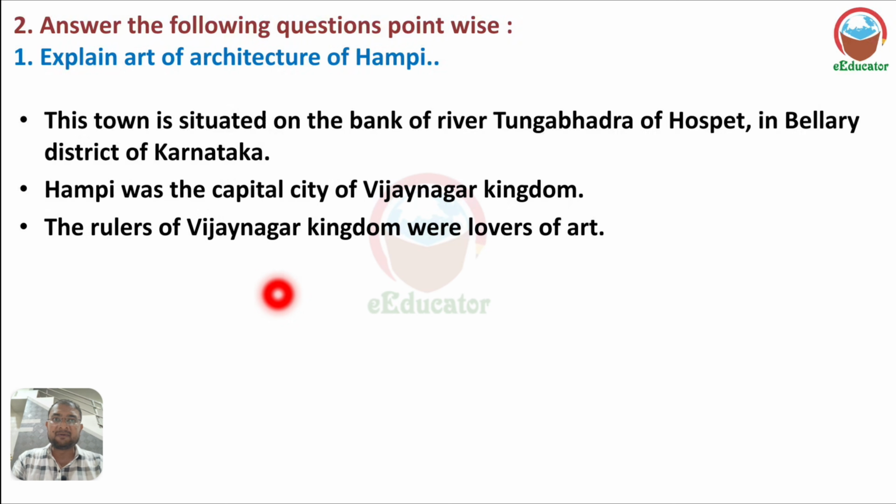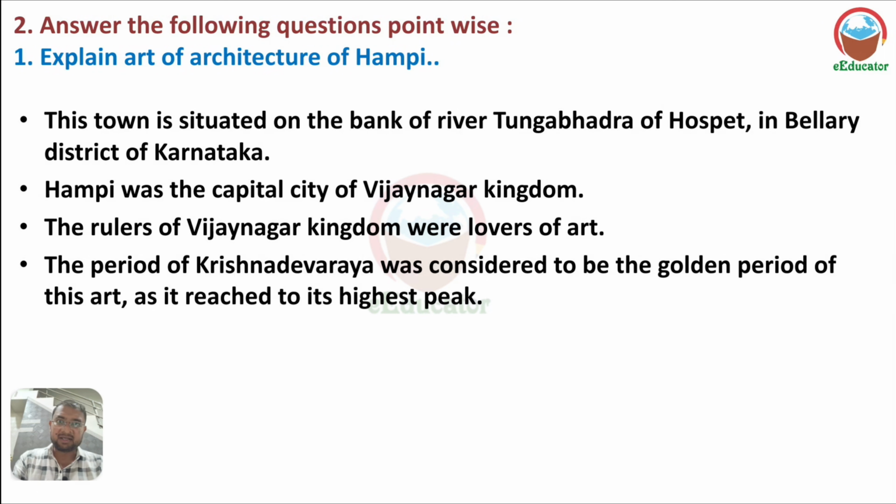The rulers of the Vijayanagar kingdom were lovers of art, especially Raja Krishna Dev Rai. The period of Krishna Dev Rai is considered the golden period of art, as art and architecture reached their highest peak here. Krishna Dev Rai himself was also an author and wrote books. We discussed this in lesson number 4.